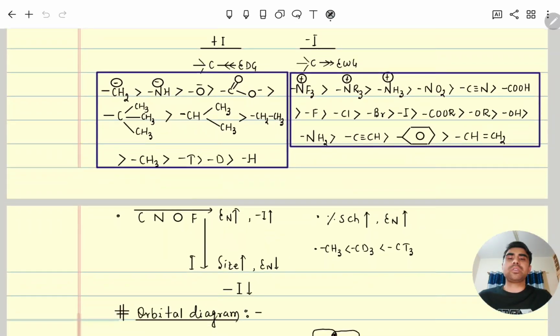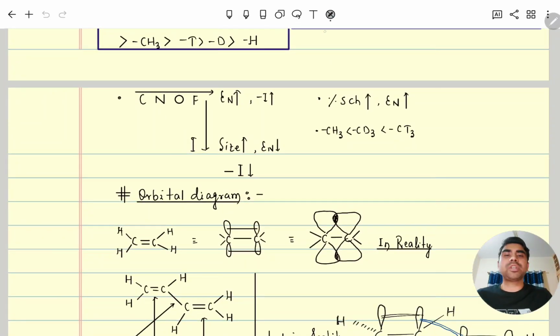Remember this series also. Next, a general understanding: as in the periodic table we move left to right, electronegativity is increasing. Electronegativity increasing means their tendency to withdraw electron will be more, so minus I effect will be more. As we go down, size increases, so Z effective nucleus will be far from that atom, so overall Z effective is less, electronegativity is also less, means minus I will decrease.